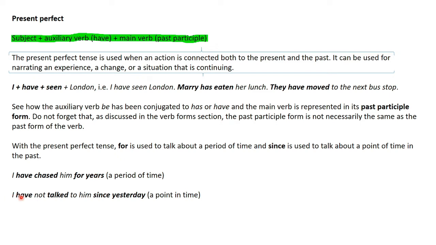Now look at this example. I have not talked to him since yesterday. So this is a point of time when we stopped talking, or I stopped talking to someone. If in this example I was to introduce a point of time, I can write I have chased him since a certain year. That would mark a point in time when this process began. But this is a general statement. I have chased him for years. So this is a period of time I am talking about.